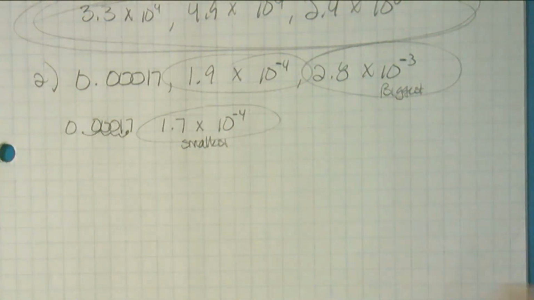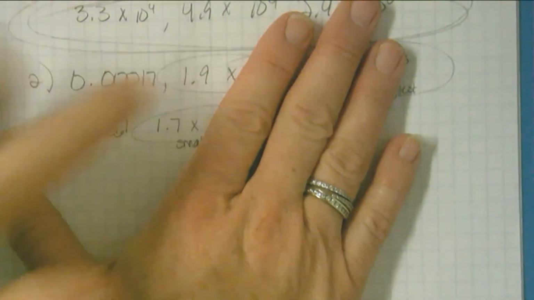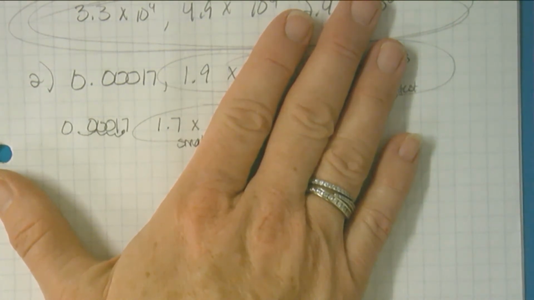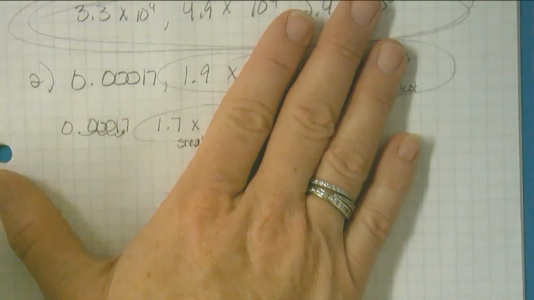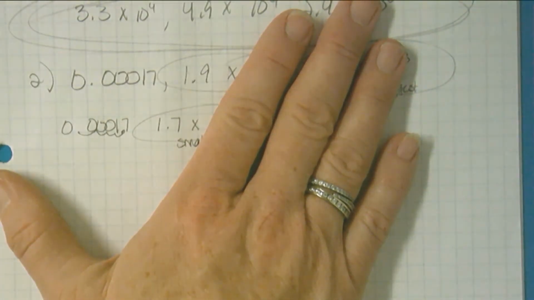The tendency for a lot of people is that we see the negative exponents, so we're thinking these are negative numbers as well. And technically, if that was a negative 1.9, it would be the furthest away from 0, right? But these are positive numbers. They're just really tiny positive numbers. So 1.7 really is the smallest out of these two. Does that make sense to you guys?